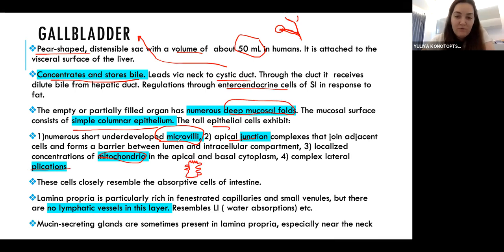Can we see any of these things? Of course not. Okay, so this is a light microscope, so I can only see like a cell which looks more or less columnar and like a nucleus at the bottom. That's all I can see. It's more like a theory.